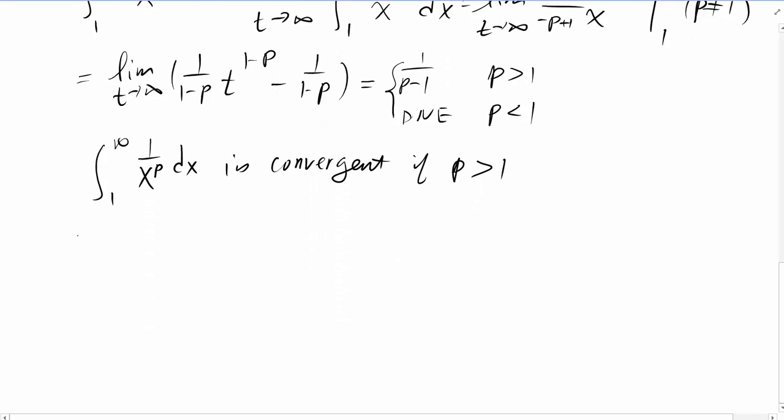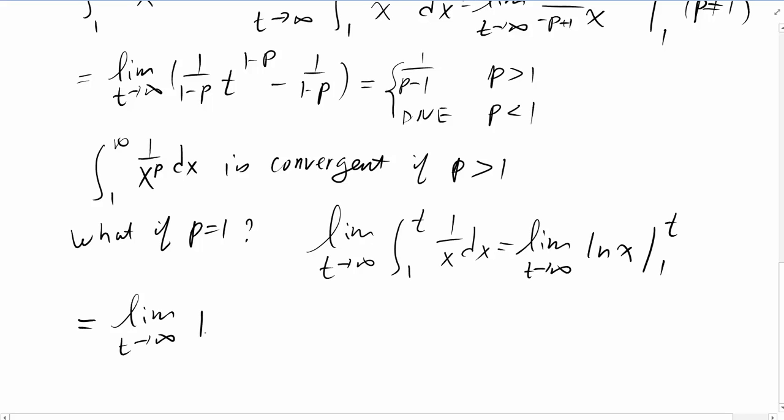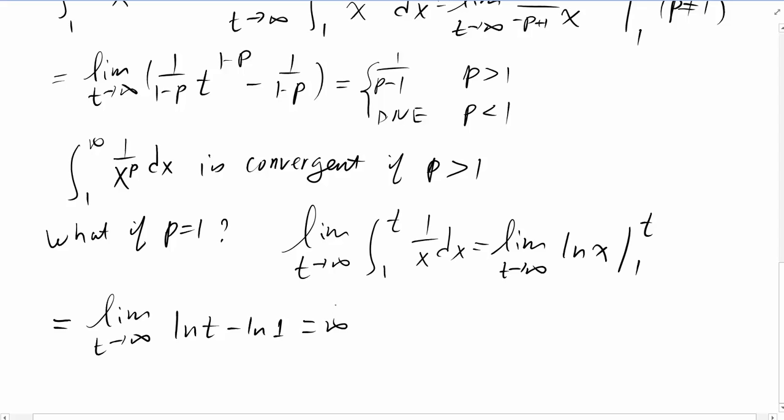Now, what if p is equal to 1? We can just calculate separately. This is a different limit. The limit as t goes to infinity of the integral from 1 to t of 1 over x dx. So we have the limit as t goes to infinity of log x evaluated from 1 to t. What we have is a limit of a logarithmic function, simply log t minus log 1. Log 1 is 0, and we know log t goes to infinity. So that means the limit does not exist. So it also diverges. We say the improper integral diverges.